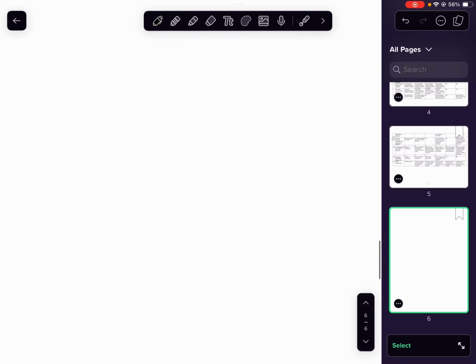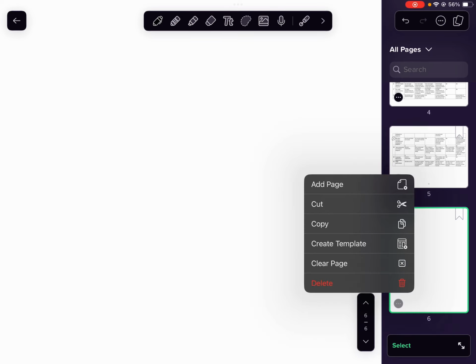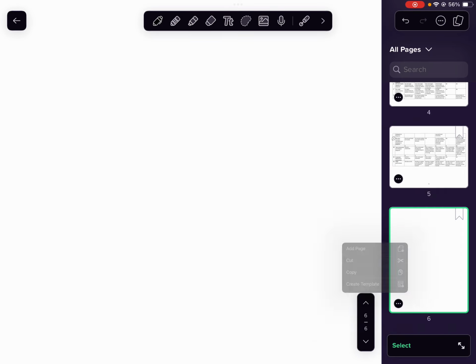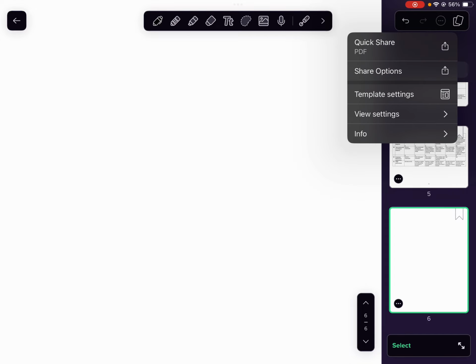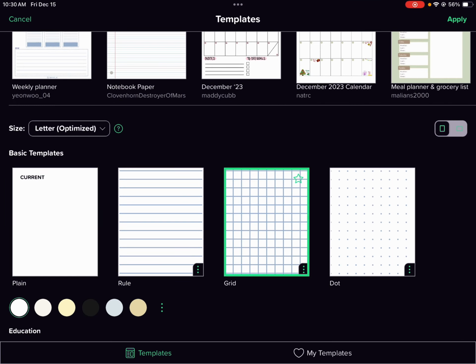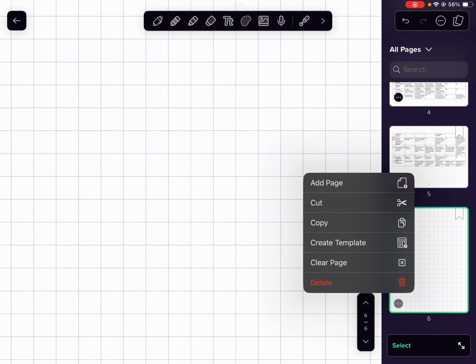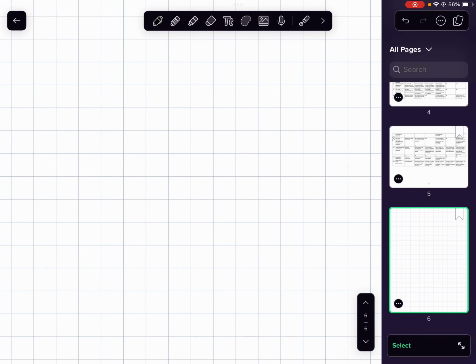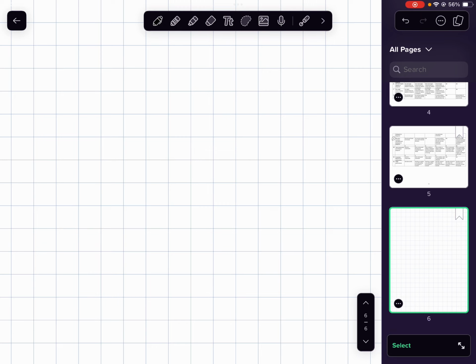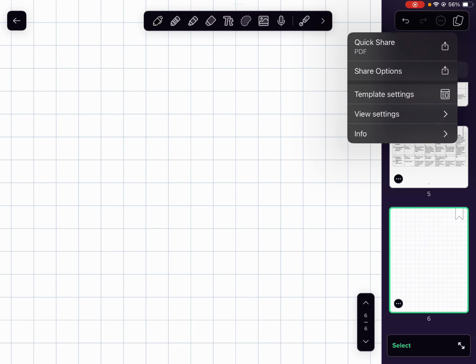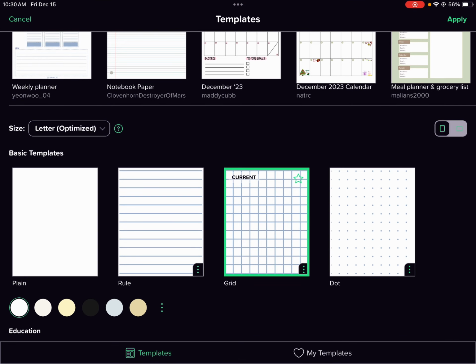And then this last page here, I'm going to show you, at least I think so, how we can create a grid paper with it. Okay, so there, I made my last page grid paper. Once I have, let me do it again for you. I push the little pages button off to the right. I click on the page I want to make grid paper. I click the 3 little dots up top. I click template settings, and then you can see I currently have the grid paper.